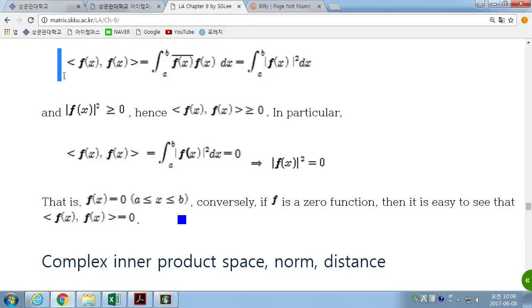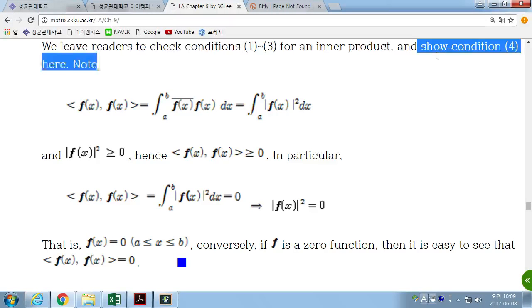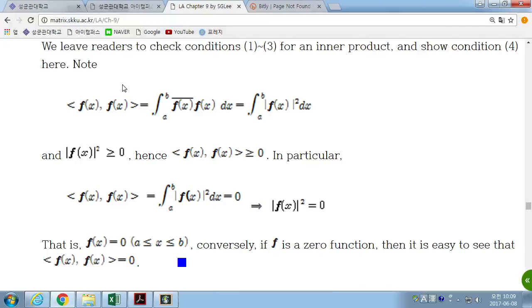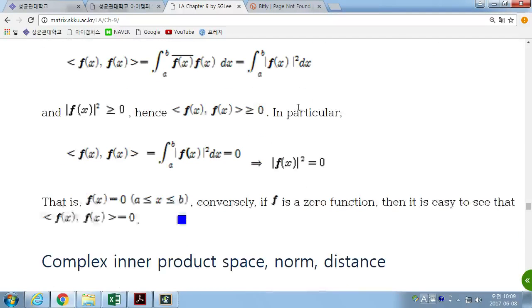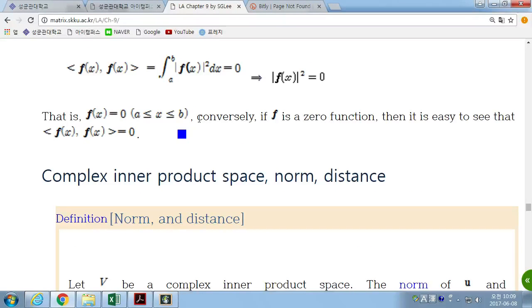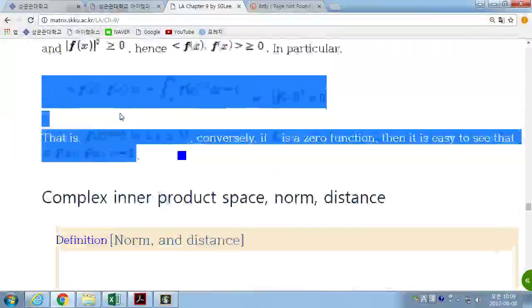We now want to show condition 4. Let's see. The inner product of these two can be written as this, which is a complex number, so we can define it as a modulus squared like this. Then this is always non-negative, and if this is equal to 0, then f of x should be 0. So it satisfies the fourth property as well. It's always non-negative, and if it is equal to 0, then f of x should be the zero function. So it satisfies all four properties of an inner product.